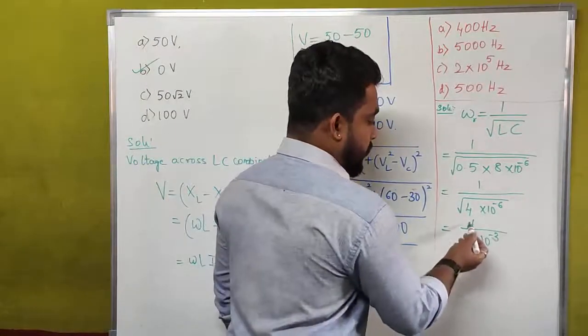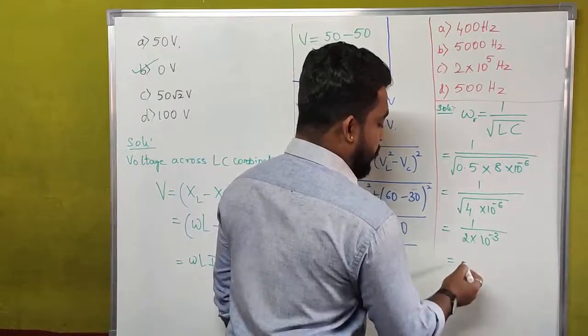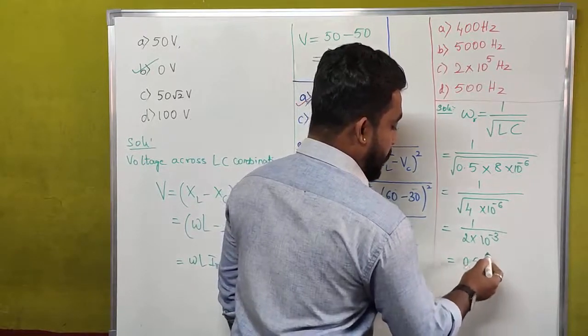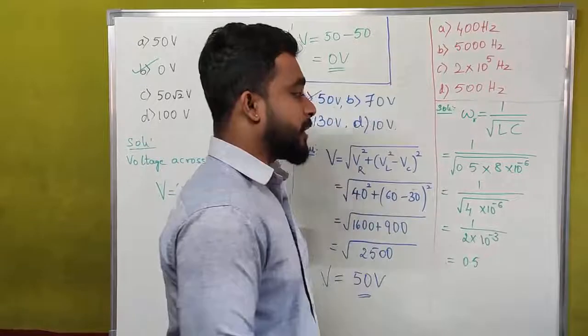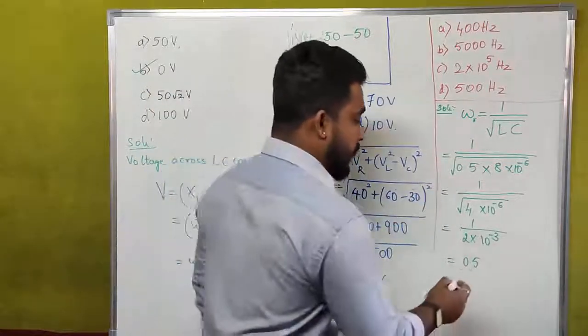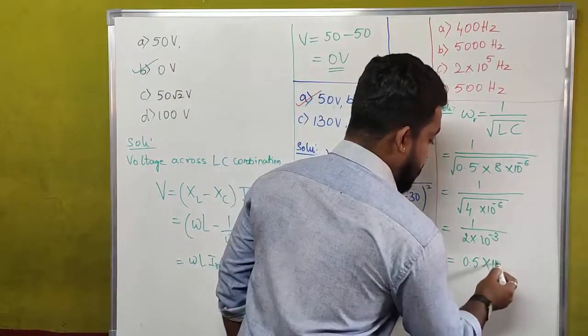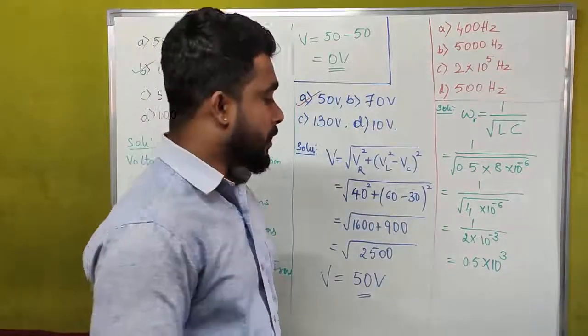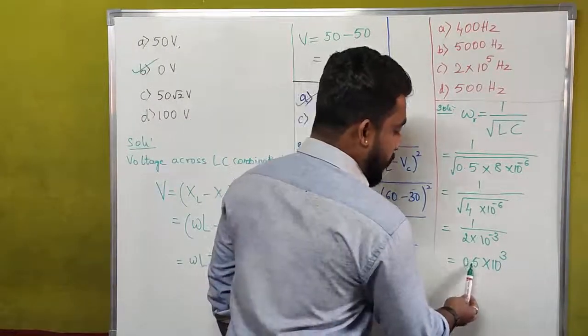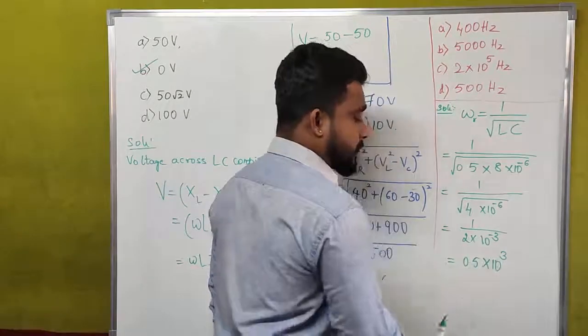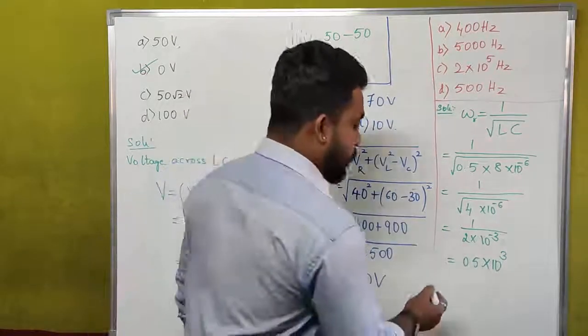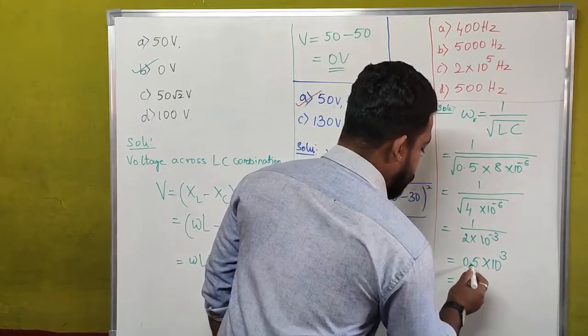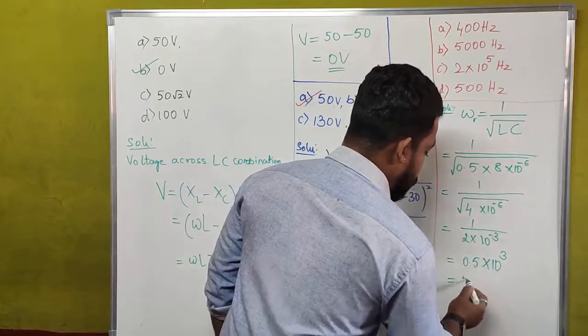If we divide 1 by 2, it is equal to 0.5. If we send this 10 to the power of minus 3 to the numerator, then it will become 10 to the power of plus 3. So 0.5 into 10 to the power of 3 is our answer. If we move the decimal point 3 places, that is 1, 2, 3, that is 500 hertz.